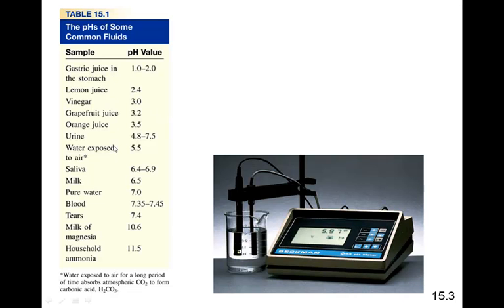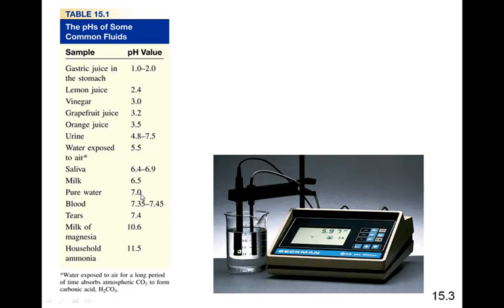And here's a list of some different common substances in which you'll find the pH values. Gastric juice, which is a common substance only from the fact that everybody has a stomach. Lemon juice, vinegar, grapefruit juice, orange juice. You can see all of these things are acidic. Urine has a range of about 4.8 to about 7.5, so urine is usually acidic. And water that's been exposed to air, water is usually acidic. Saliva, slightly acidic. Milk, slightly acidic.